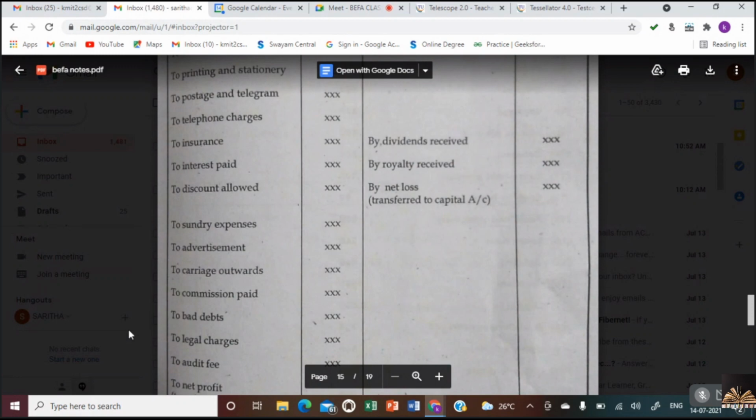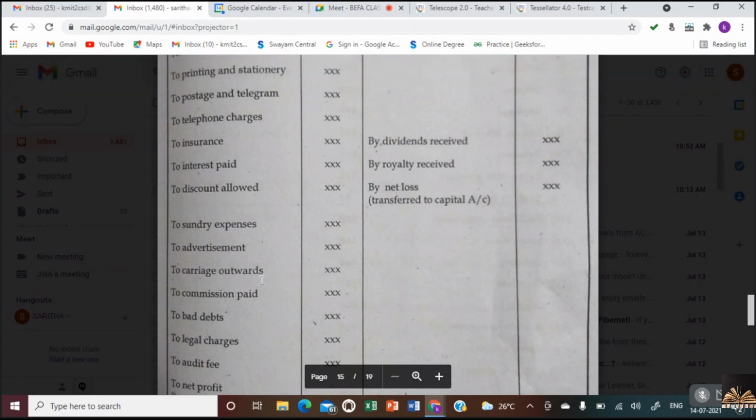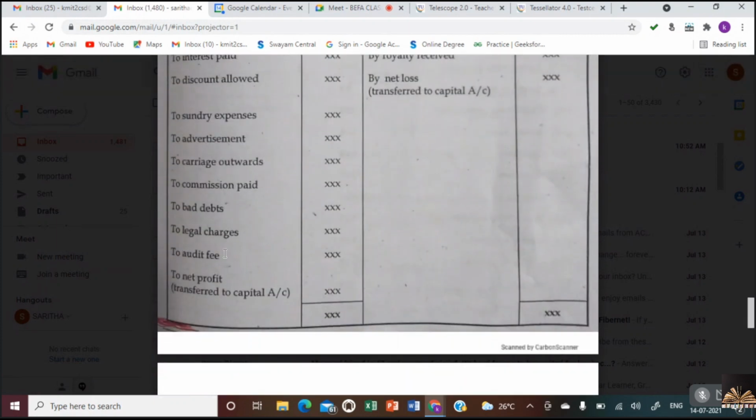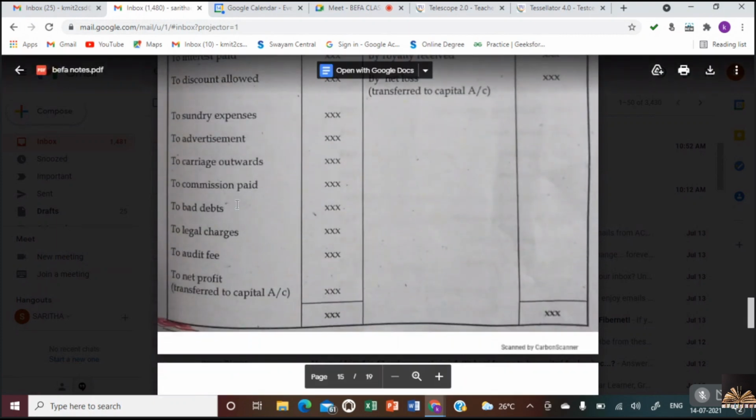Now coming to the next one, discount allowed is an expense, discount received is an income. Okay, so see whether the discount is allowed or received. Then all other expenses will come here. Commission paid, bad debts. What do you mean by bad debts?